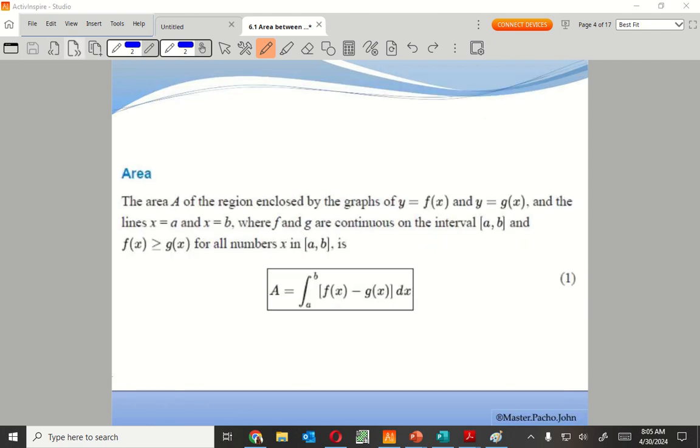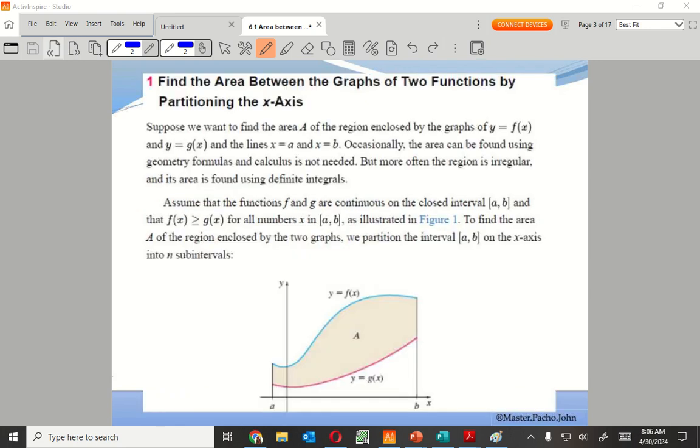Anyway. All right, the area of the region enclosed by the graphs of f of x and g of x, and the lines x equals a, x equals b, where f and g are continuous on the interval from a to b, and f is greater than g. That means the top one is going to be f, and the bottom one is going to be g. My interval would go from a to b in between both of these. This one does not change at any point, so there's no change in the graph. It doesn't go from g being on top.